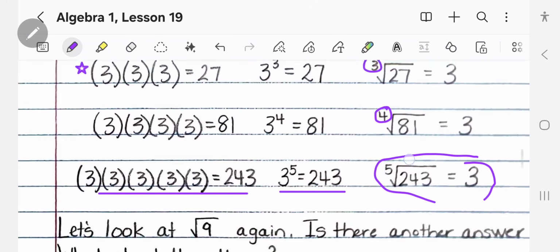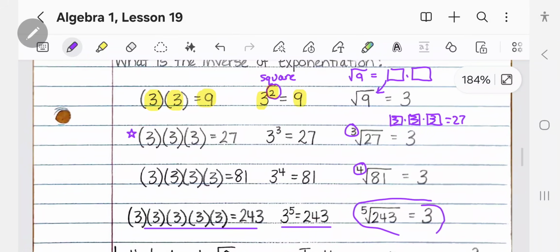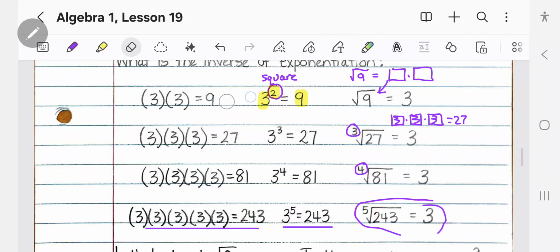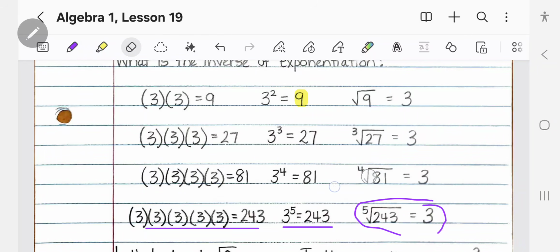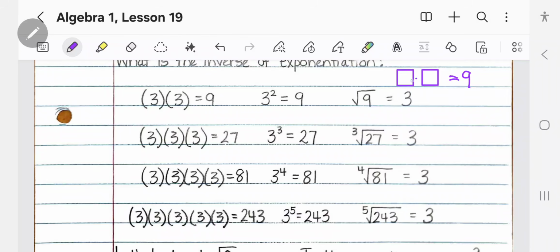Let's look at the square root of 9 again. Is there another answer? Okay, let's go back up here. I'm going to erase some of my markings here. Could there have been another answer for that? Some number here that when we multiply it by itself, we get 9. Well, I can think 3 times 3, right? But is there anything else?